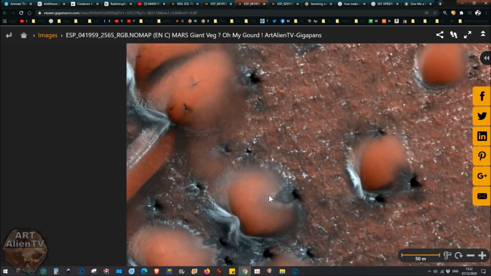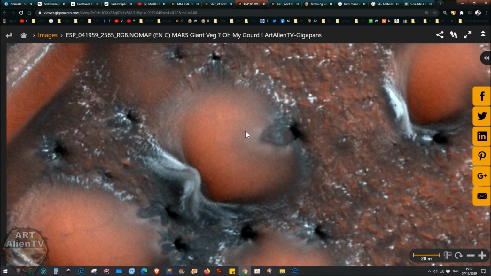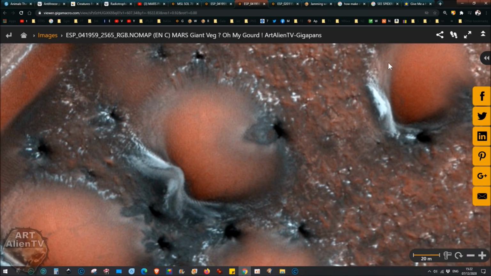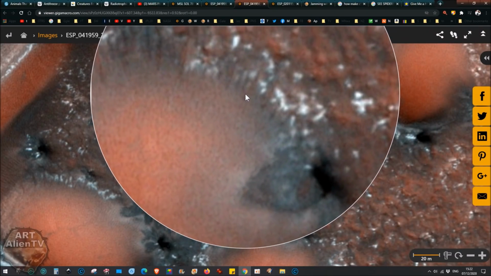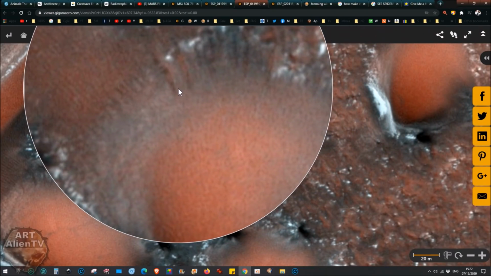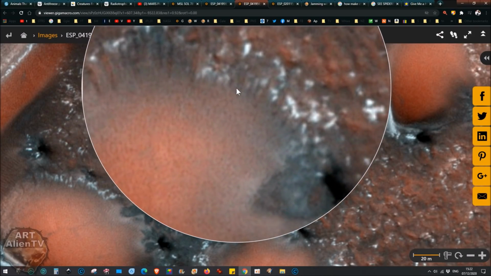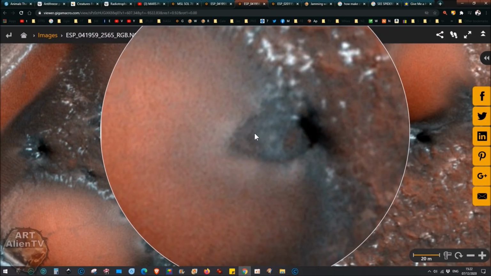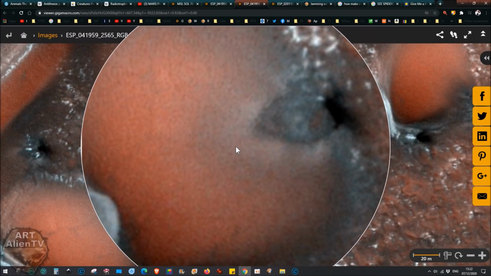But look at this one. This one is the giveaway. It has spines on it, or hairs. Dunes do not have spines or hairs growing on them. Look at them. And look at this structure here. So these are a life form.